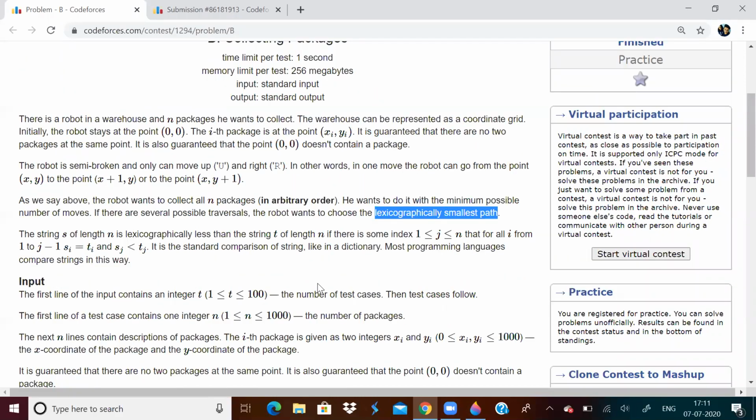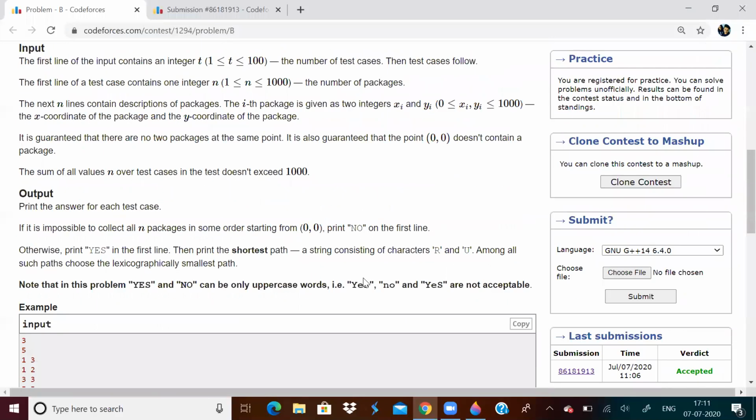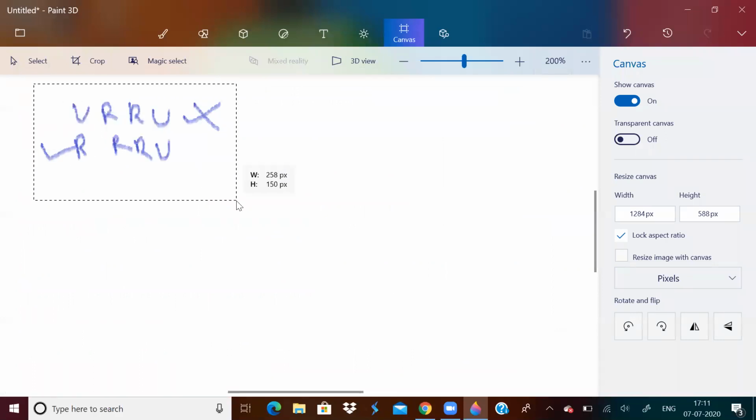So now we have to find the answer. There are t test cases, there are n packages, and we have xi, yi. The starting point is 0, 0. We need to print yes if there is a possible path, no if there is no possible path, and if there is a possible path, we have to find the lexicographically smallest. So first of all, let us find out those cases wherein the answer will be no.